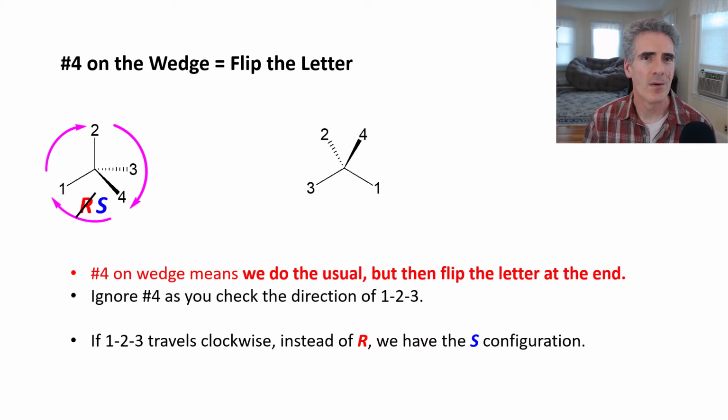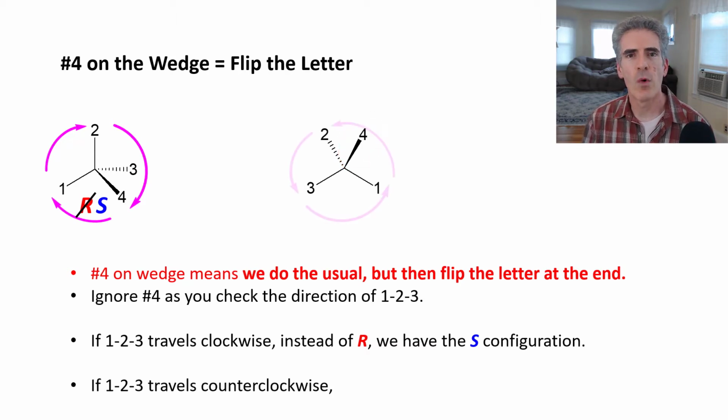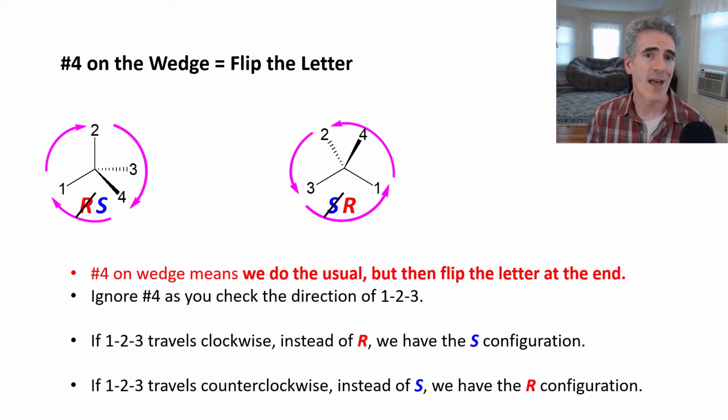Let's look at another one. Number 4, solid wedge. We're going to do what we do. We look at the travel of 1, 2, and 3. In this case, it is going to the left. It's going counterclockwise. We think of that as S, but here, no, we have to flip it into letter R.